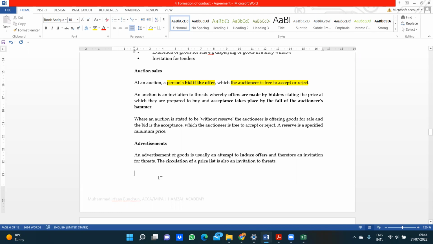Advertisement. An advertisement of goods is usually an attempt to induce offers, and therefore an invitation to treat. The circulation of a price list is also an invitation to treat. For example, you get a brochure by email telling you the prices of laptops, the promotions, and so on. These are invitations to treat. The actual offer occurs when you send your consent to purchase, and if the person agrees to sell it to you, then this is acceptance.